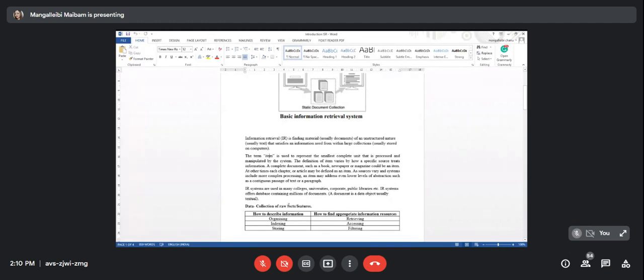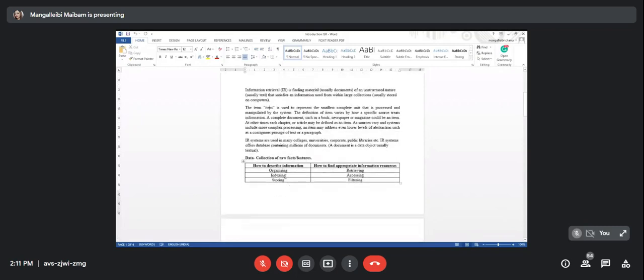Normally, information is nothing but data. What is data? Data is a collection of raw facts or features. Information storage and retrieval in this subject is all about data. How to describe information and how to find an appropriate information resource.